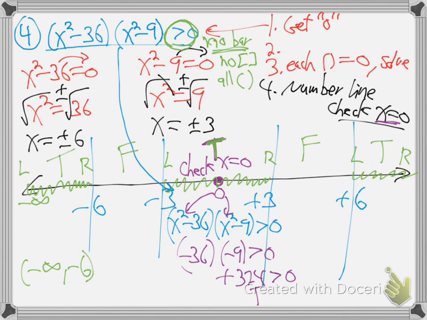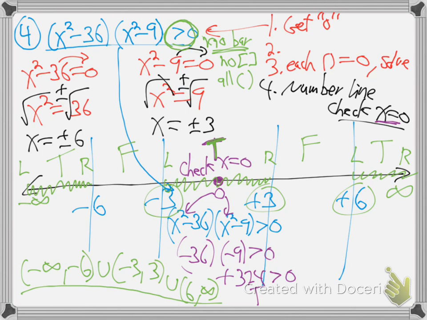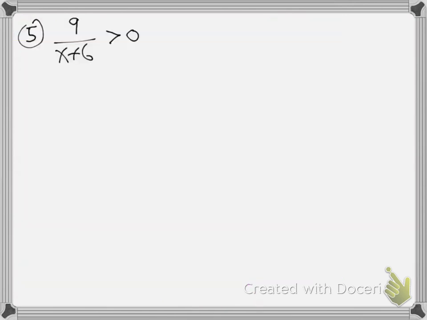So it's all parentheses. United with, what's this next section? Negative 3 to positive 3, parenthesis. United with, we have another one, 6 to infinity. So 3 sections, that's our whole answer right there. Okay, so now we have our first fraction.